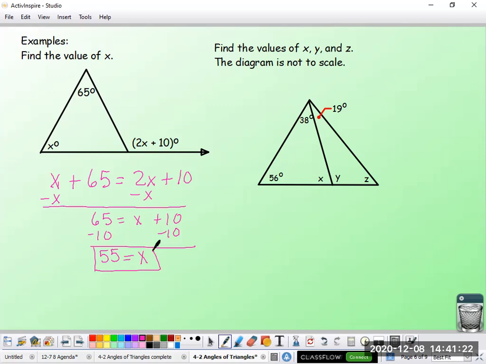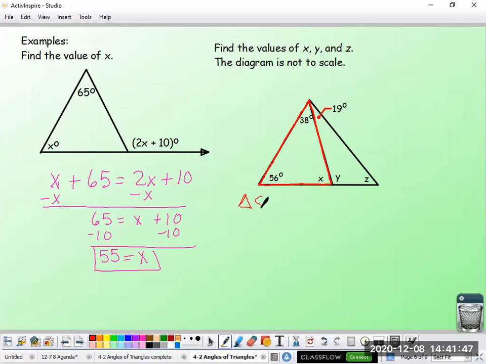So on the other one, find the values of x, y, and z. The diagram is not to scale. None of the diagrams are to scale, just letting you know. So we're going to find x first, and we start by looking at this first triangle right there. We can use the triangle sum theorem for that.